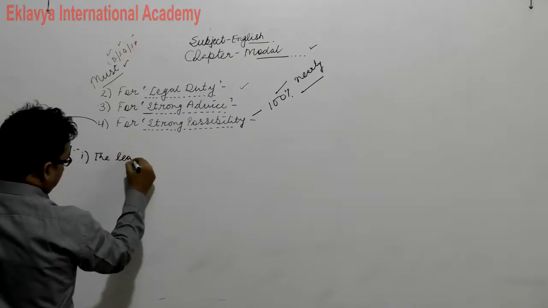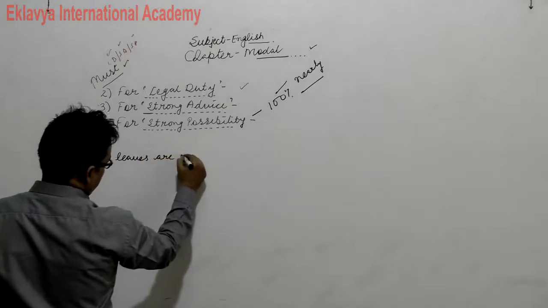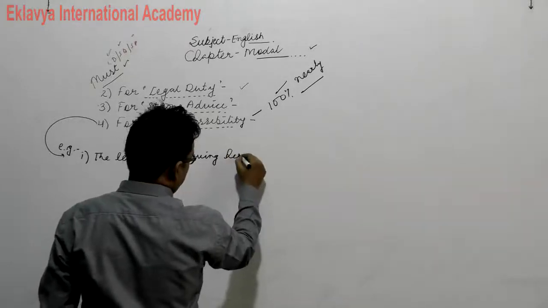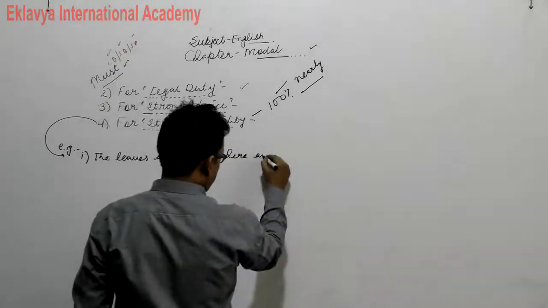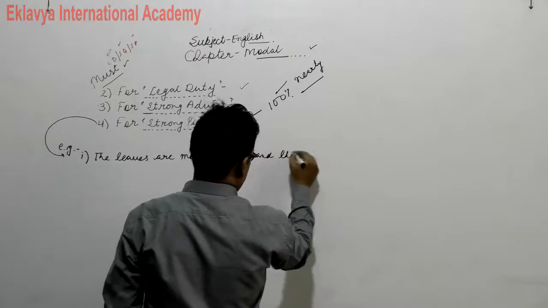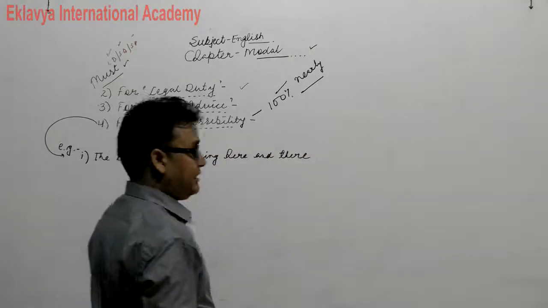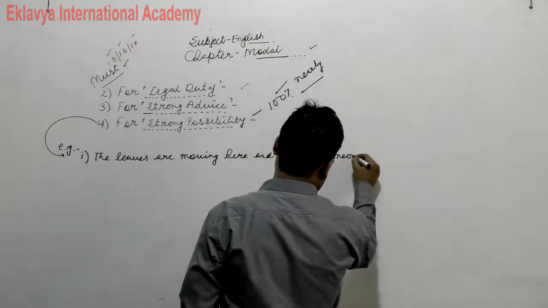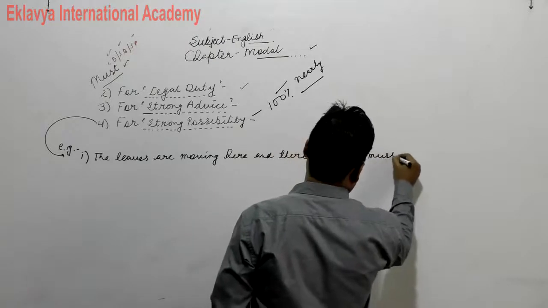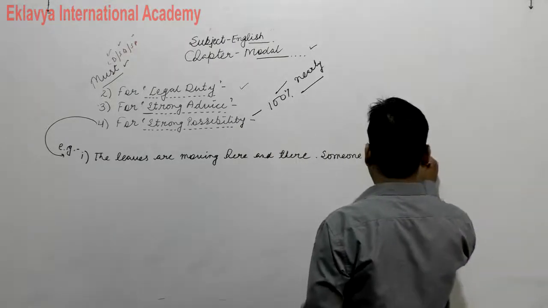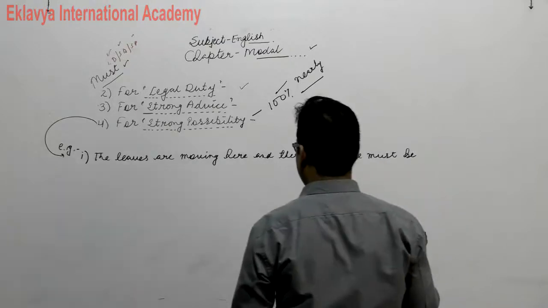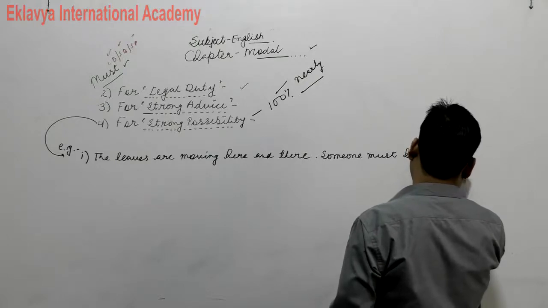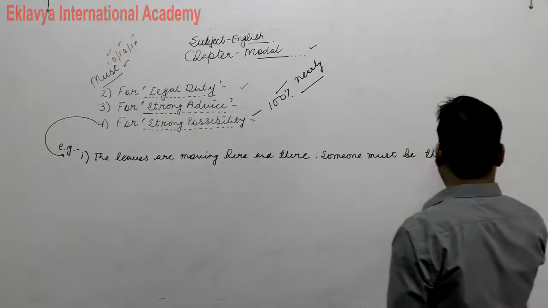The leaves are moving here and there. The leaves are moving here and there. Someone must be. Someone must be there.